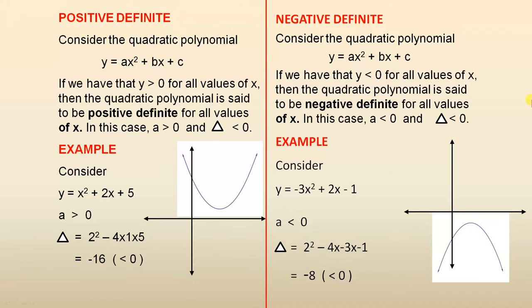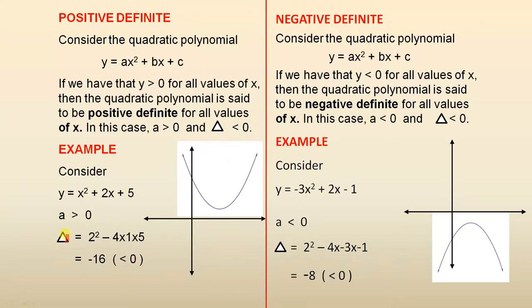Positive definite. Consider the quadratic polynomial y equals ax squared plus bx plus c. If we have that y is greater than 0 for all values of x, then the quadratic polynomial is said to be positive definite for all values of x. In this case, a is greater than 0 and the discriminant is less than 0. Let's consider this specific example here. We can see that a is greater than 0 because it's 1. Therefore, the parabola has this orientation.